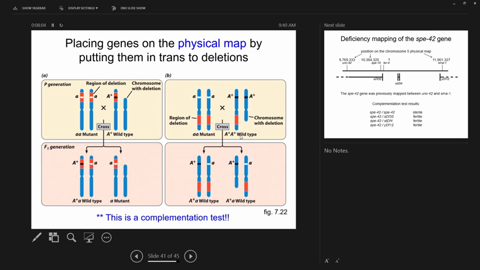One way to place genes on the physical map is by mapping relative to other genes on the physical map, like I just talked about. A second way is to use deletion mapping, also called deficiency mapping. So a deficiency or a deletion is where a part of a chromosome is missing. So just look at this guy right here.